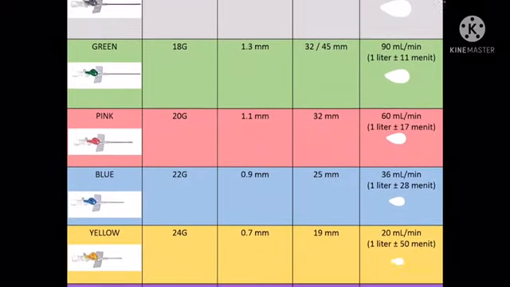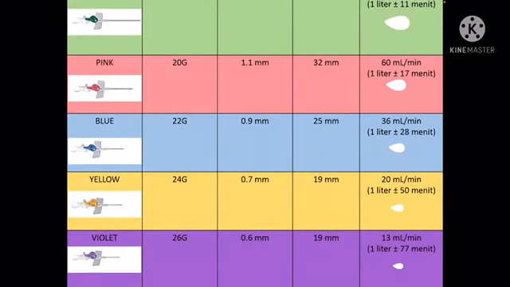The next one is the pink gauge cannula. The pink cannula has a gauge of 20 gauge. The external diameter is 1.1 millimeter. The length is 32 millimeter, and the flow rate is 60 ml per minute. The blue cannula has a gauge of 22 gauge. External diameter 0.9 millimeter. The length is 25 millimeter, and flow rate is 36 ml per minute.